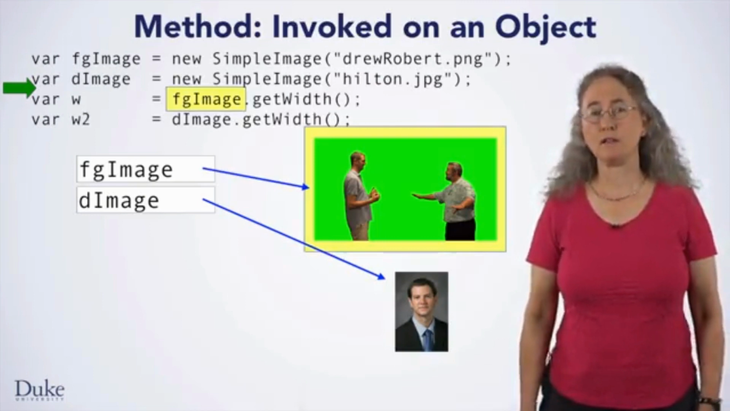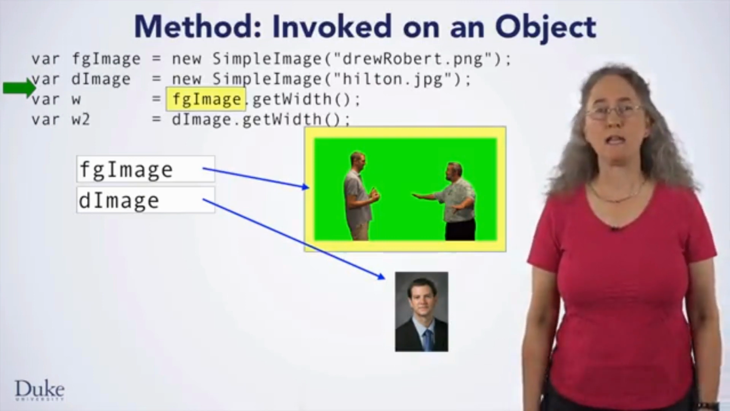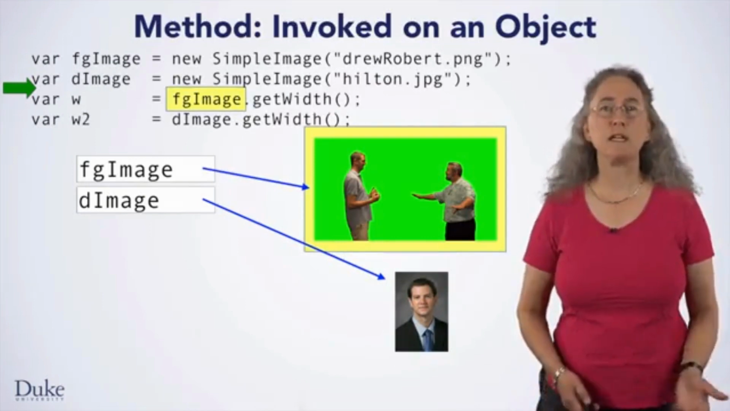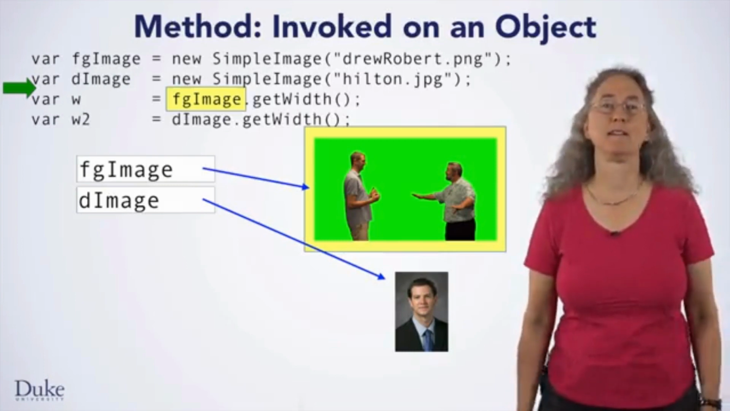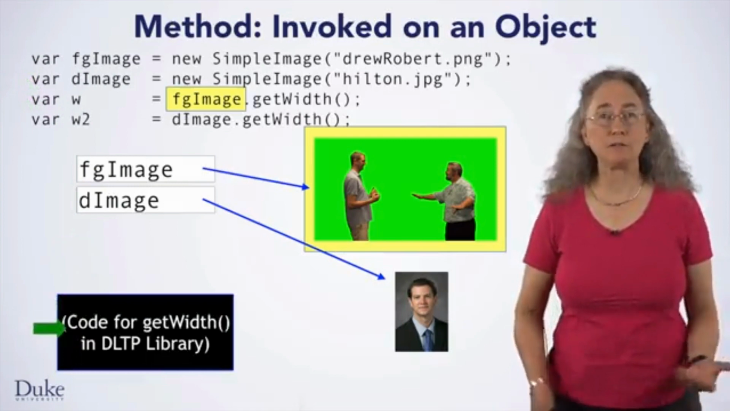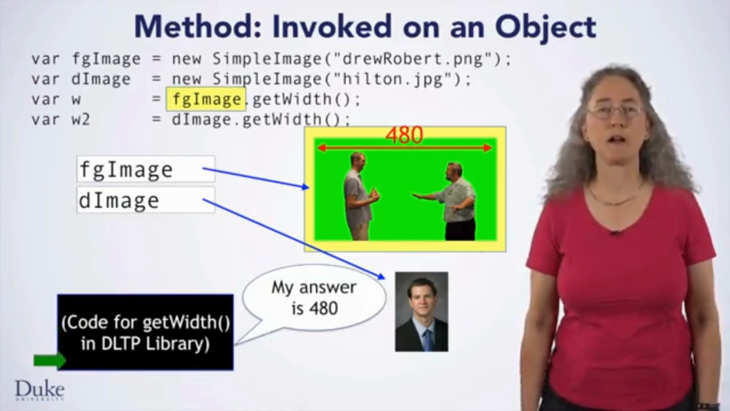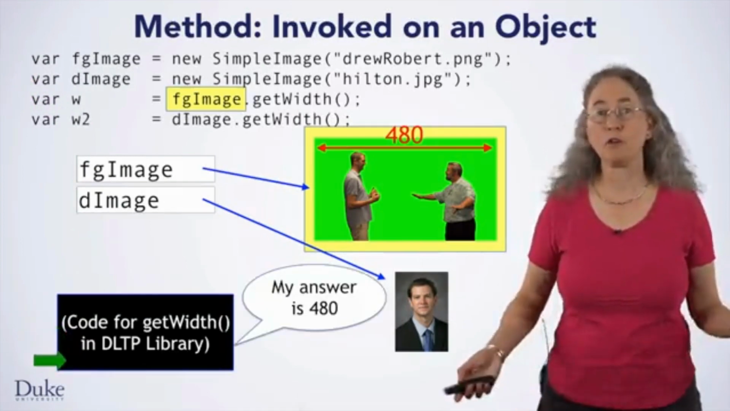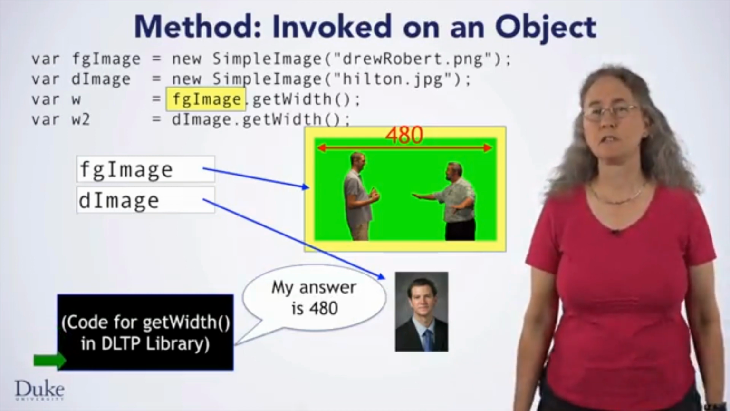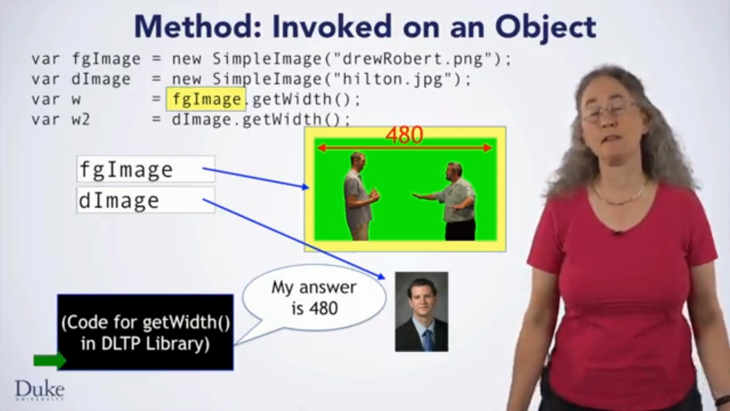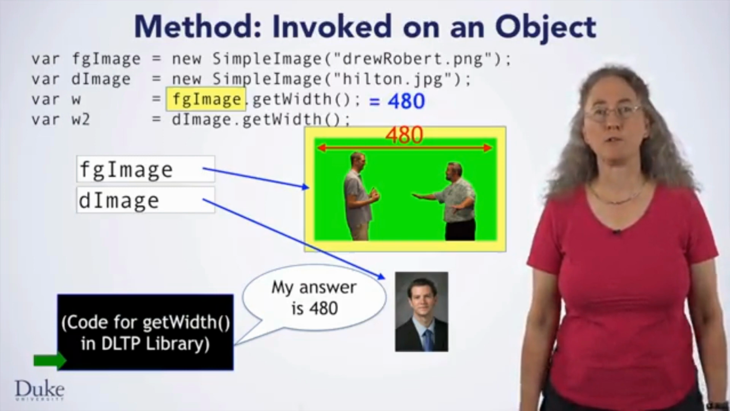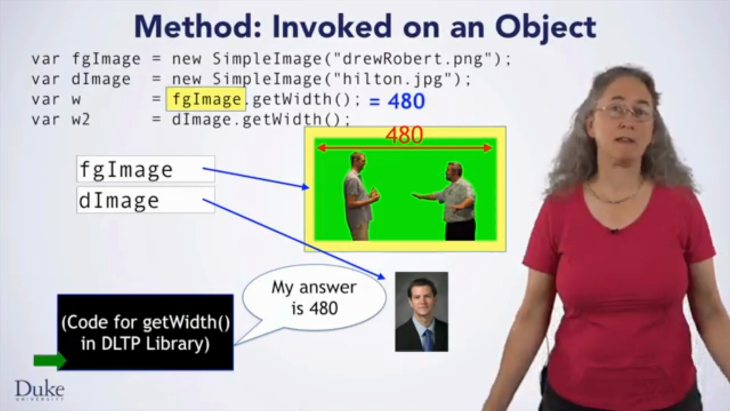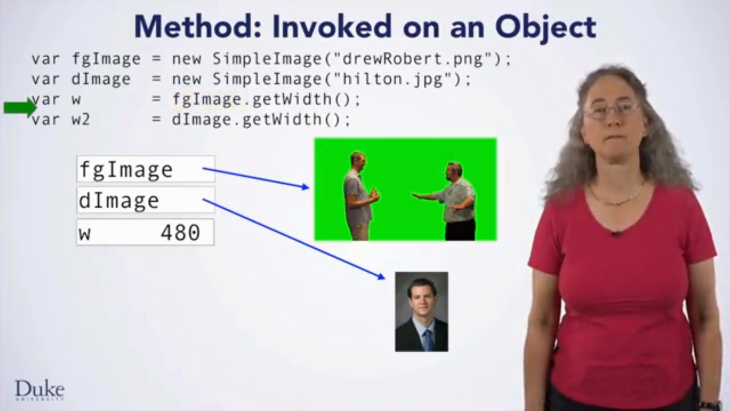Since we are invoking the getWidth method on fgimage, it's going to work with the image referred to by fgimage and give us its width. Execution jumps into the getWidth method in the DukeLearnToProgram.com library and does whatever the code there says to. Notice that the method looked at fgimage and found its width, coming up with an answer of 480. The method call evaluates to 480 and the assignment executes as you have learned.